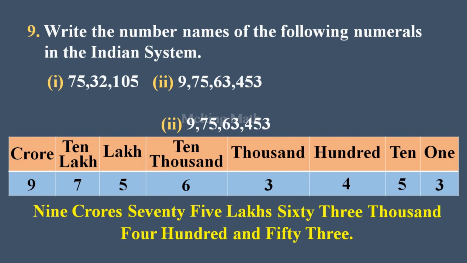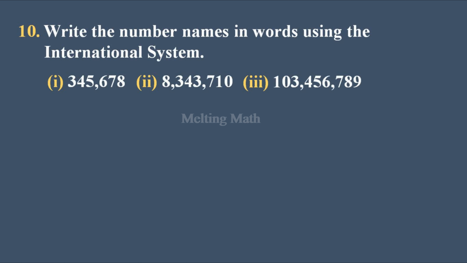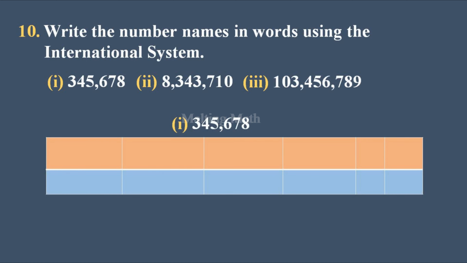Next, write the number name in words using the international system. These are the given numbers. It's like the previous question only. In the previous question we wrote number names in the Indian system, but here we are going to write number names in the international system for the given number. Let's see the first one. In the question itself they are saying this is the international system.